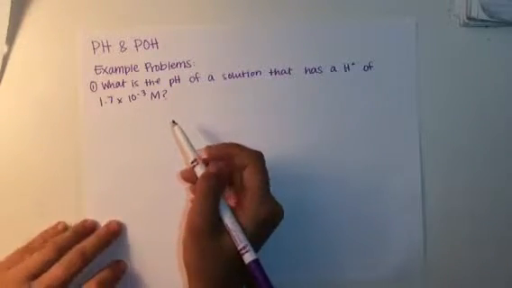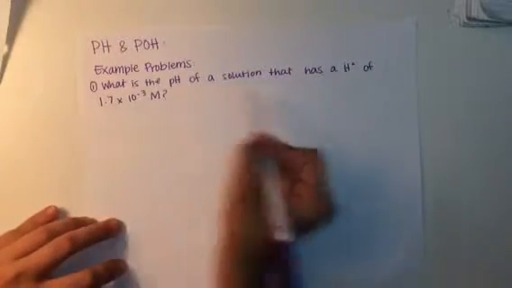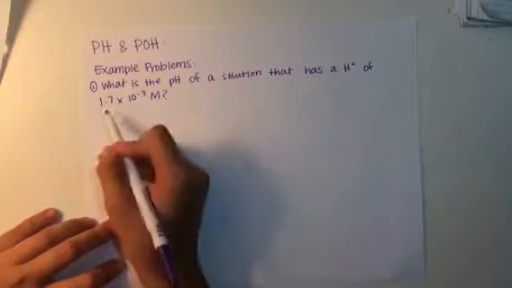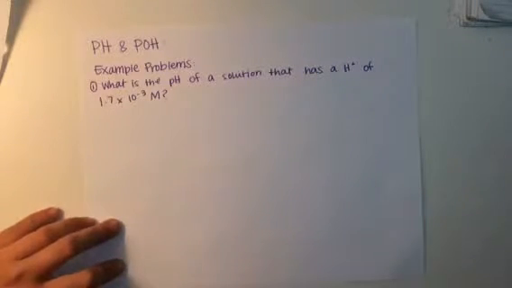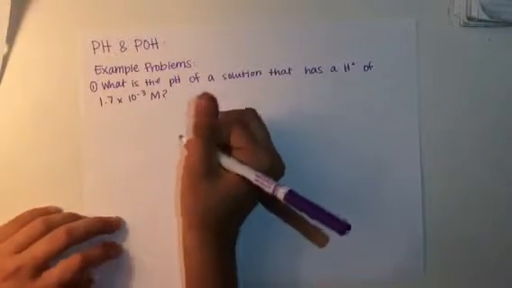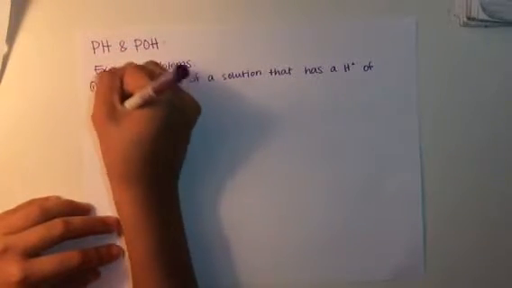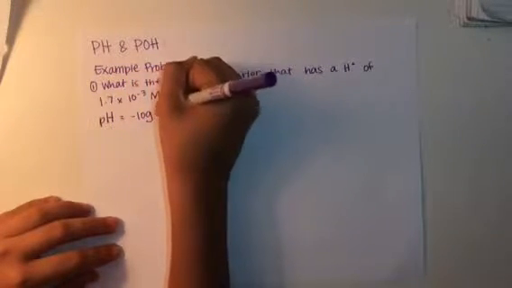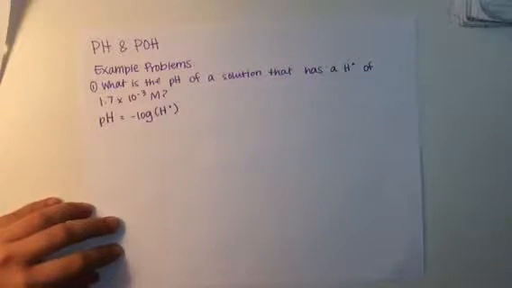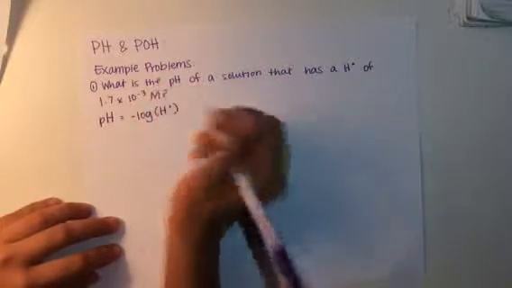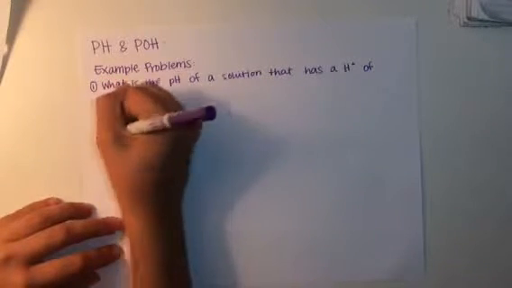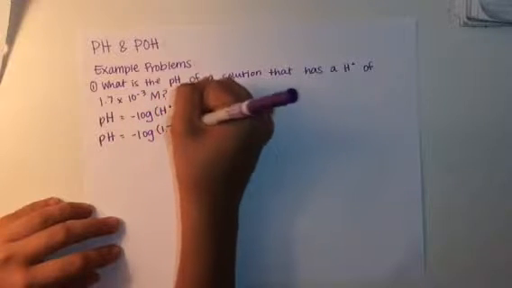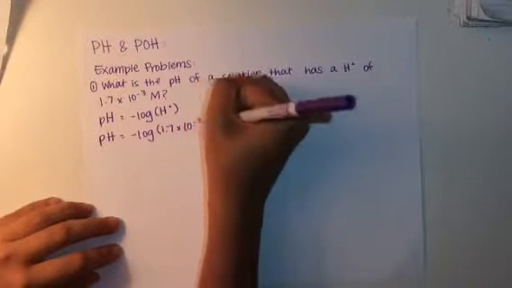So for this problem, which doesn't entail pOH, we're just dealing with pH, it is: what is the pH of a solution that has an H+ charge of 1.7 times 10 to the negative third molarity? So the formula in order to find this out is pH equals negative log times the charge. So this is a button on your calculator, that's all you're going to press. So we would plug it in and you would get pH equals negative log times 1.7 times 10 to the negative third.